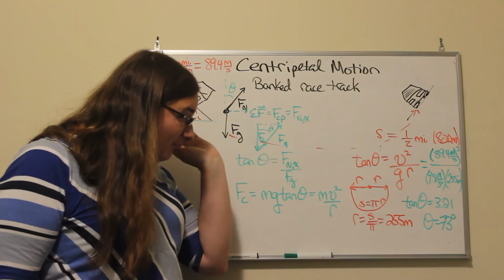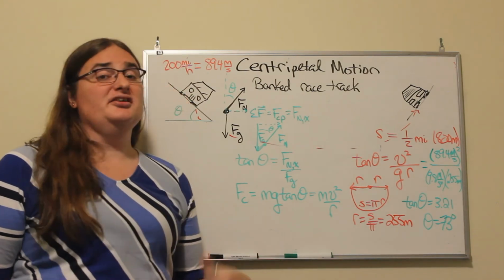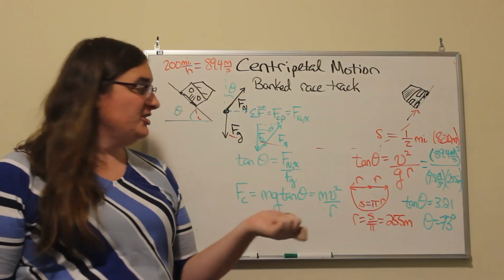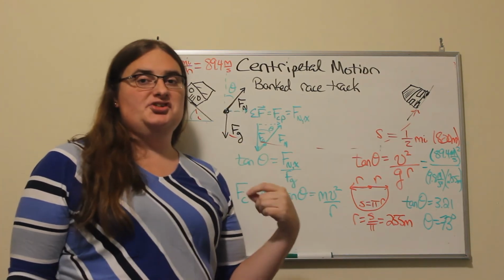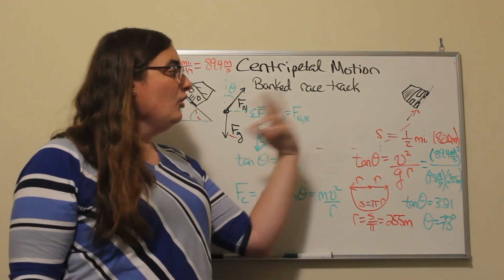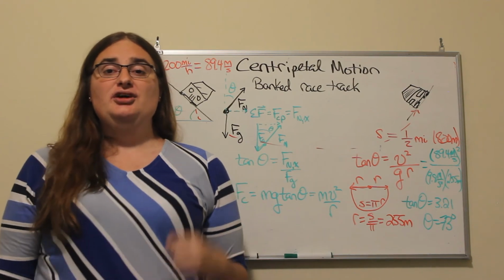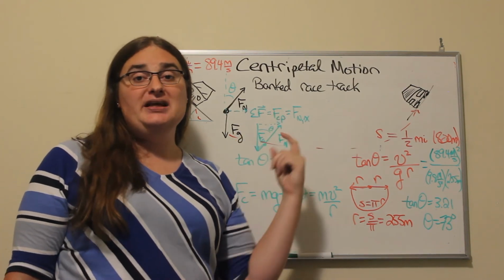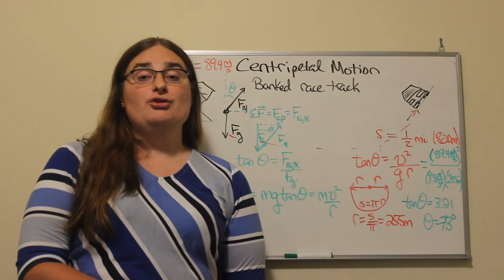So in real race cars, you need to have friction plus that normal force. So banking lowers the amount of friction you need so you can maintain higher speeds while traveling through that turn.